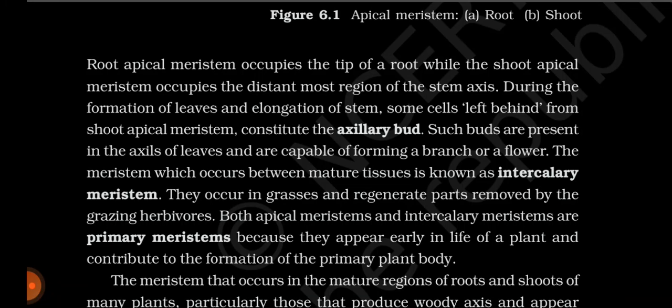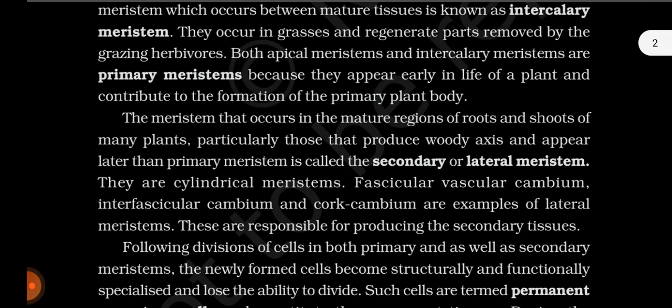The meristems which occur between mature tissue are known as intercalary meristem. They occur in grasses and regenerate parts removed by grazing herbivores. Both apical meristem and intercalary meristem are primary meristems because they appear early in the life of a plant and contribute to formation of the primary plant body.